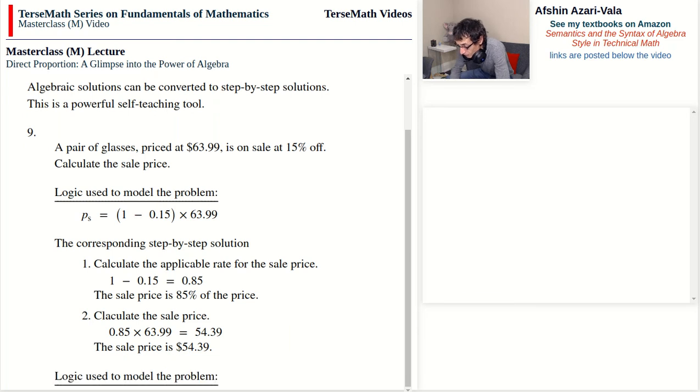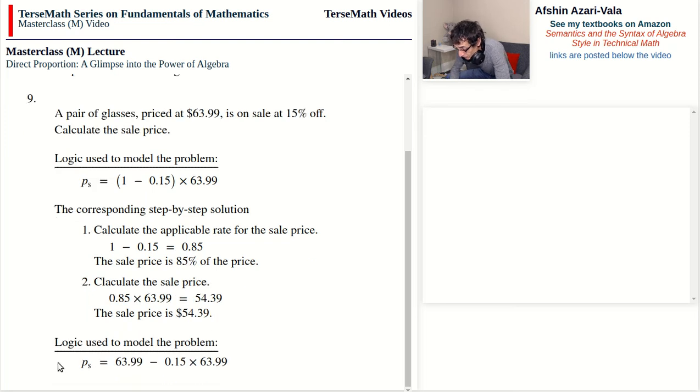Now let's say I use a different logic to solve the same problem. Instead of saying find 85% of the price, we go with the logic that says find the amount of discount and then subtract it from the price. The equation for that would be PS, the sale price, is equal to price minus the amount of discount, which is 15% of the price. If I wanted to turn this logic into a step-by-step solution, again, I would notice that there will be 2 steps. This time we would have to work out the terms. Term number 1 is done. Term number 2, we have to finish the multiplication, and then we can do the subtraction.